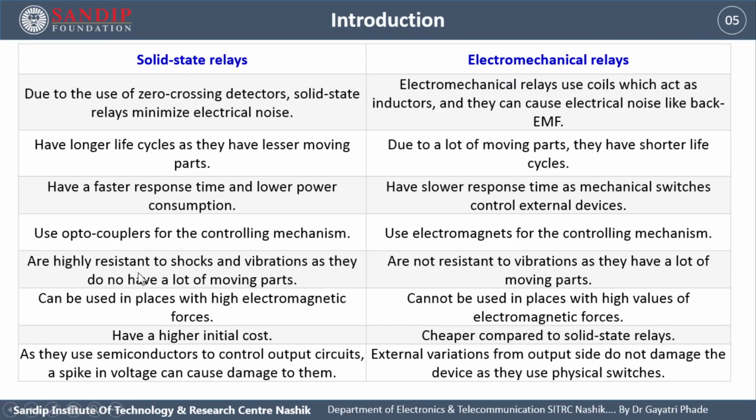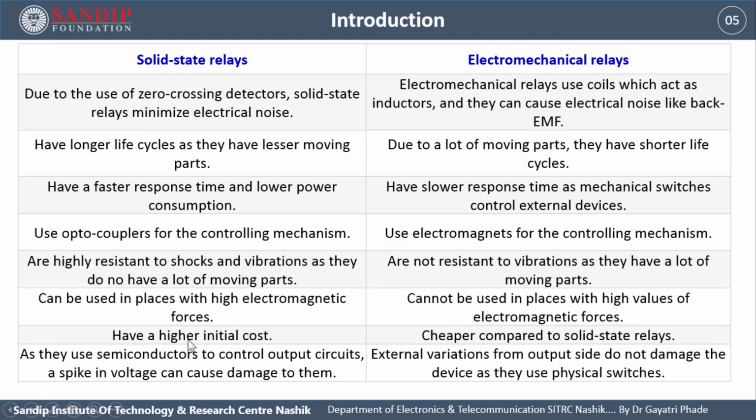Solid state relays are highly resistant to shocks and vibration as they do not have many moving parts. In case of electromechanical relays, they are not resistant to vibration as they have a lot of moving parts. Solid state relays can be used in places with high electromagnetic forces, whereas electromechanical relays cannot be used in places with high values of electromagnetic forces.